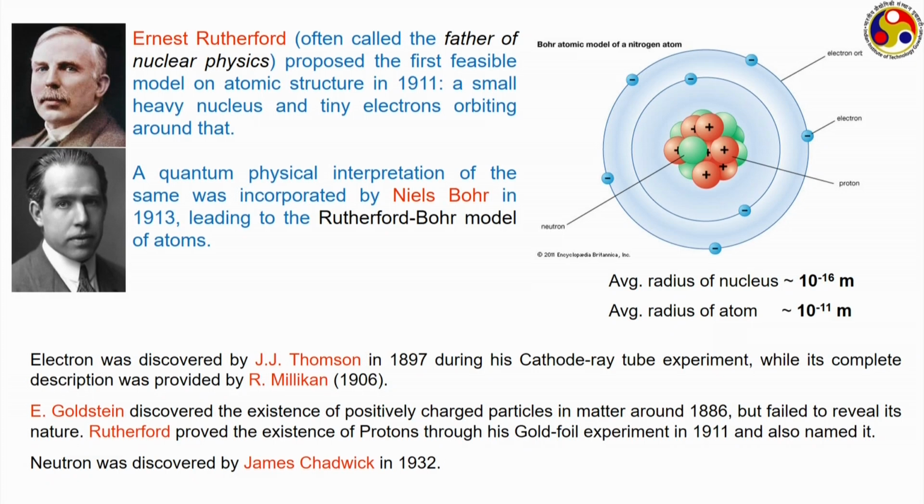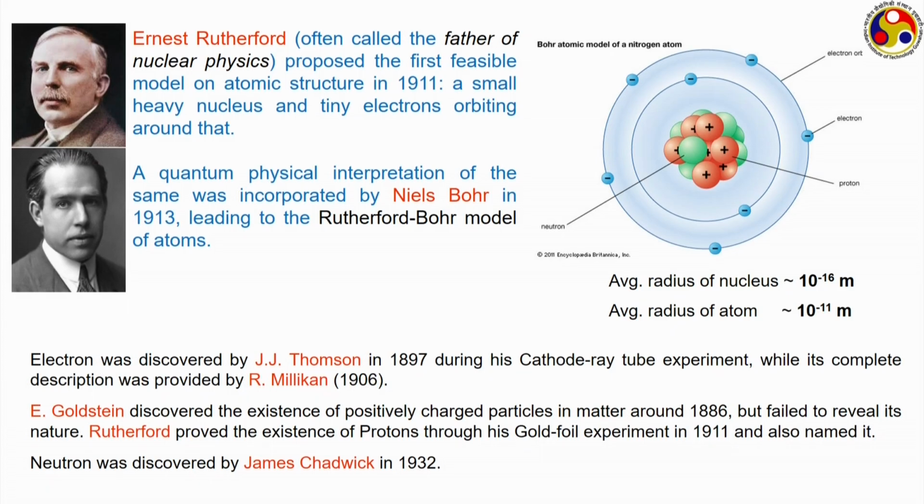Ernest Rutherford is often referred to as the father of nuclear physics. He gave the first feasible model of atomic structure in 1911, which is quite similar to the solar system, where we have a heavier mass at the center and all the electrons are orbiting around it in elliptical, or semicircular, kind of orbits. The heavier nucleus was identified to be positively charged, and the mass of the nucleus was found to be much larger compared to the electrons.